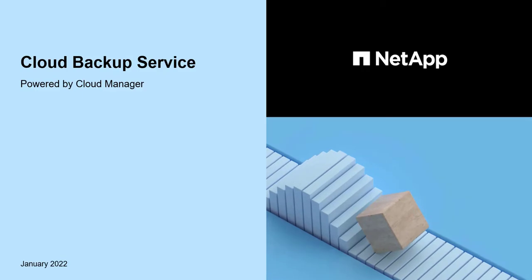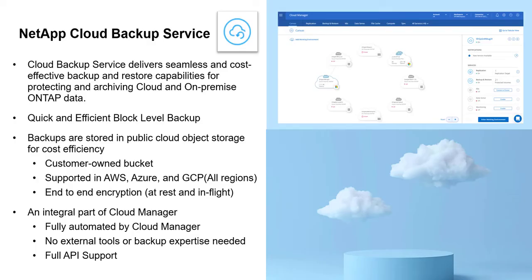What is Cloud Backup Service? Cloud Backup Service is a unique offering available in the market that delivers end-to-end and cost-effective backup and restore capabilities for protecting and archiving cloud and on-premise ONTAP data. It's a quick and efficient snapshot-based block-level backup solution.